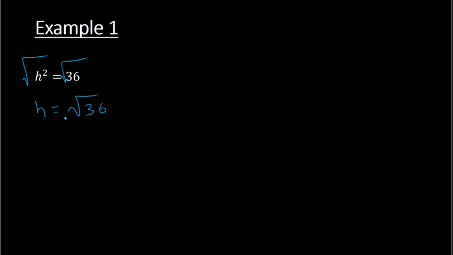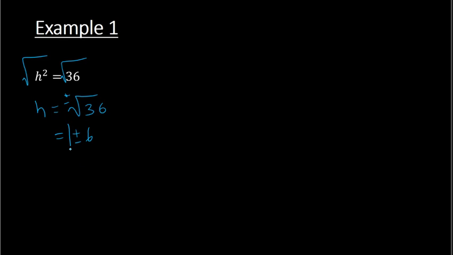Now, just one thing to take note of is that when you're solving an equation and you're working with squares and square roots, remember that when you take the square root of both sides, we have two answers. We have a positive or a negative. So h could equal a positive square root or a negative square root. So the square root of 36 would be 6. So it could be a positive 6 or it could be a negative 6.